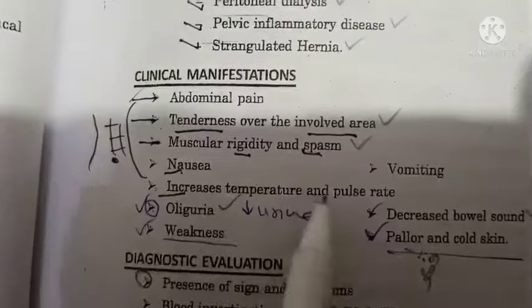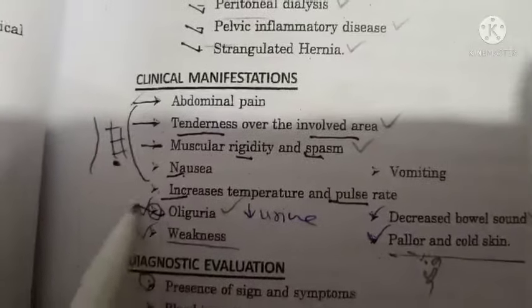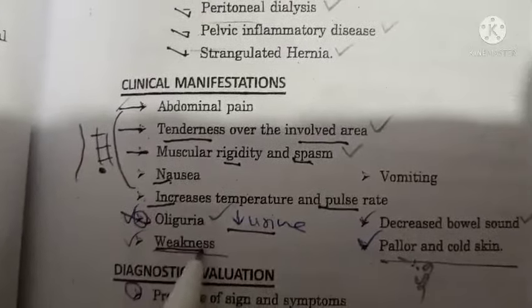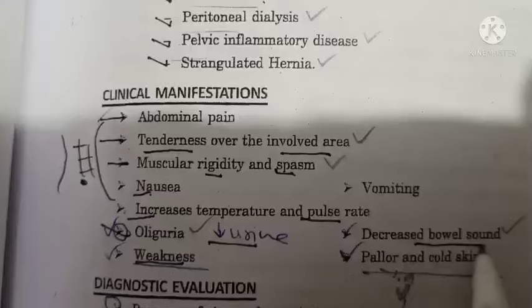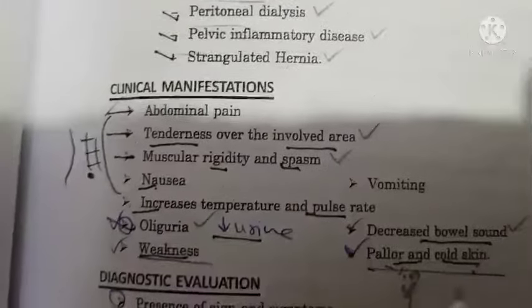Increased temperature, meaning there will be fever, and the pulse rate will be increased. Oliguria will be there, meaning urine output will be decreased, and there will be weakness in the patient and decreased bowel sounds, with paleness and cold skin. So in this way, these are the clinical manifestations of peritonitis.